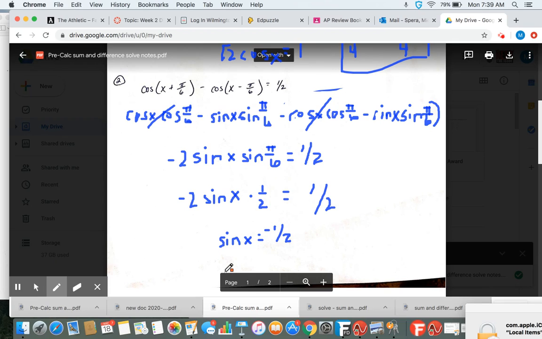And my answer is going to be the 2 angles that have a y value of negative 1/2. Well, y is negative, right, in the third and the fourth quadrant. It's going to be pi over 6. So in this case, my two answers are going to be 7 pi over 6 and 11 pi over 6.